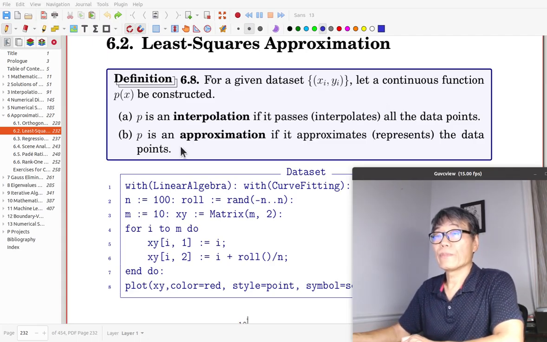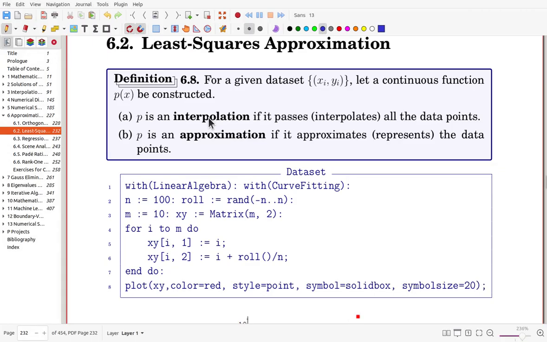The continuous function P is an interpolation if it passes all the data points. P is an approximation if it approximates the data points. In other words, an interpolation is a continuous function which passes all the data points. An approximation is a representation of the data set.